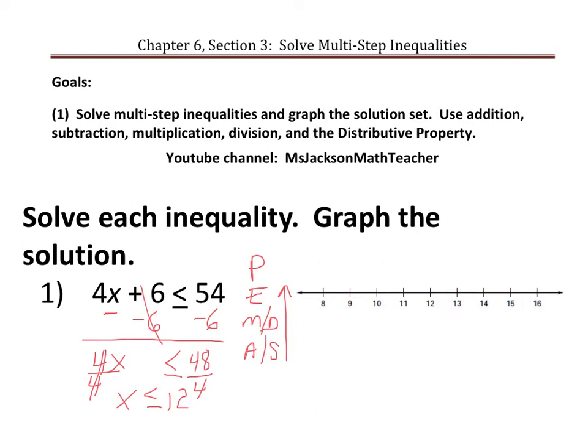We're going to go over to the number line, and we are going to fill in our dot because x can be equal to 12. And all of the numbers that are less than or equal to 12 are going to be going to the left.